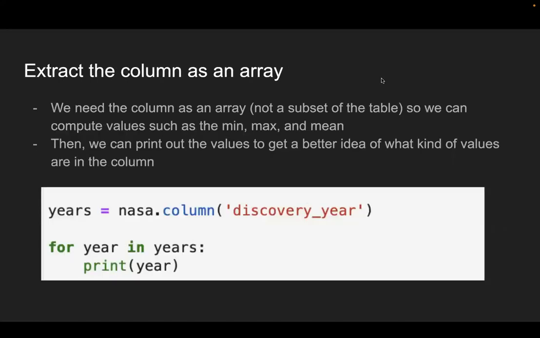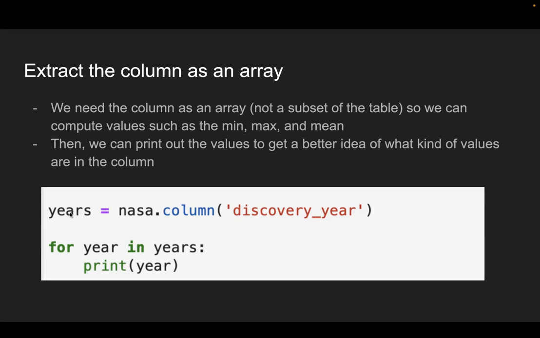So the first thing we want to do is extract the column as an array. We need the column as an array so we can compute all the values in the 5-number summary. And then we can print out these values to get a better idea of what values are in the column, or if we're trying to take an average and something's not working, then we can go through the values and see if there's a not-a-number or something that may not be working.